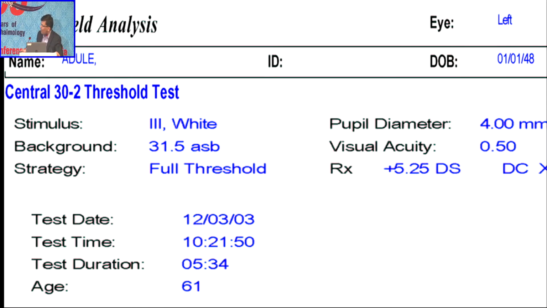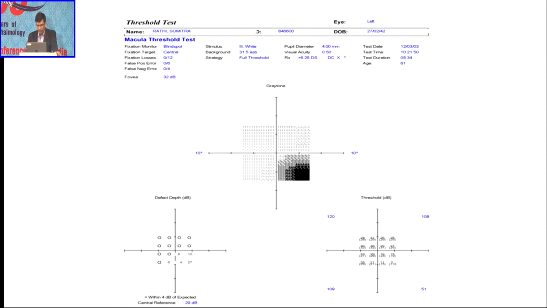Now, this is important because the name, as I said, is important. It has to match the patient's particular name, the age, and the date of birth that you have entered, because the computer is going to relate to the age of the patient and the standardized formats for statistical analysis based on that particular age. How long the patient has taken to do this test is important. And then what is the refractive correction that you have entered. So these parameters are all important.